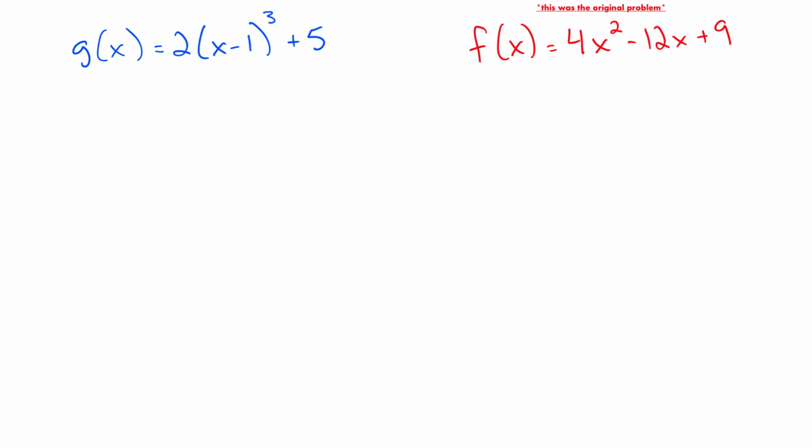Additionally, for problem number 1, I have g of x equals 2 times the quantity of x minus 1 quantity cubed plus 5. Realize that g of x is just a fancy way of saying y. I'm just giving it a name. The name is g. It has x in its function. So if I want to find the inverse, the first thing I'm going to do is take the x's and y's and swap them. So this is going to turn to x equals 2 times the quantity of y minus 1 quantity cubed plus 5.